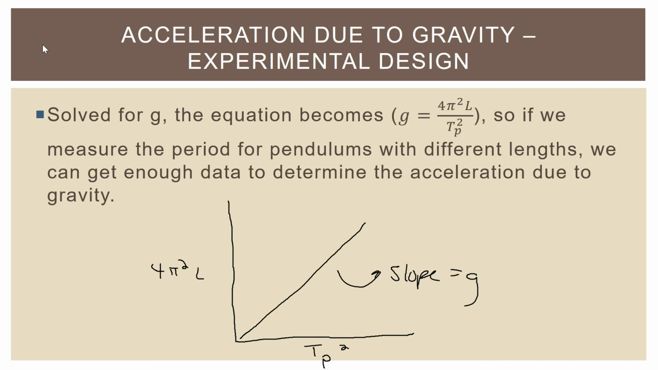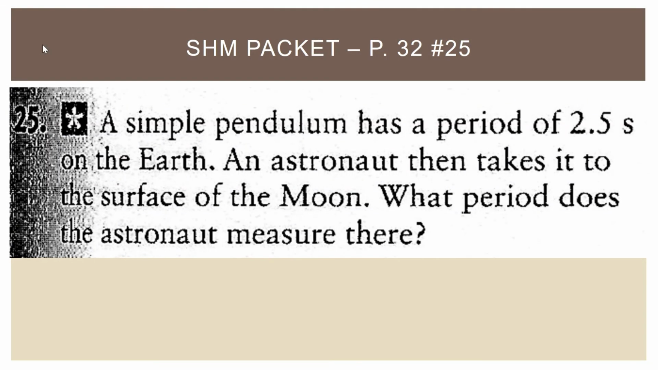All right, guys, last question for today. Simple harmonic motion packet, page 32, number 25. A simple pendulum has a period of 2.5 seconds on the Earth. An astronaut then takes it to the surface of the moon. What period does the astronaut measure there? That is your task. Obviously, because today is Friday, this problem is officially due on Monday.